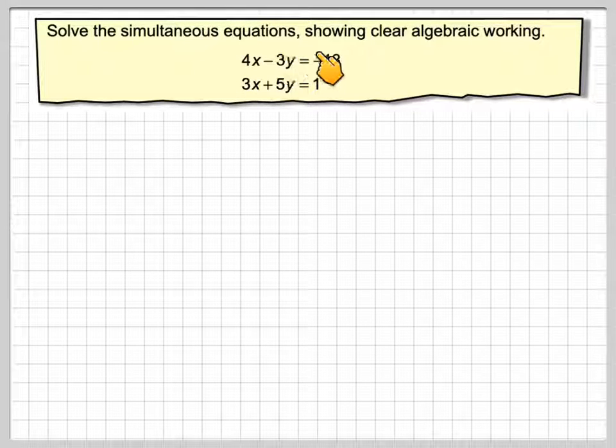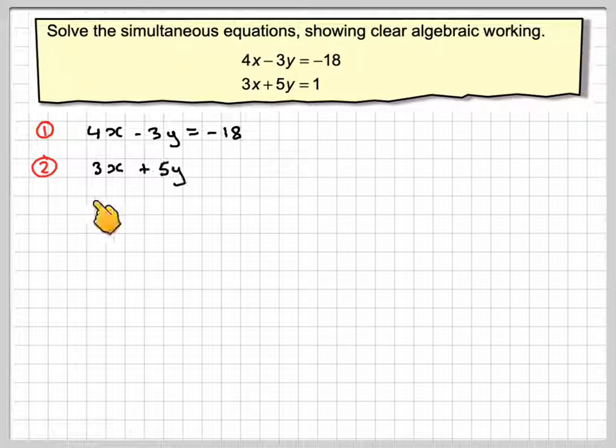Solve the simultaneous equations showing clear algebraic working. So we've got 4x minus 3y is equal to minus 18, and 3x plus 5y is equal to 1. So if we write down 4x minus 3y is equal to minus 18, we'll call that equation 1. And then write down 3x plus 5y is equal to 1 and call that equation 2.